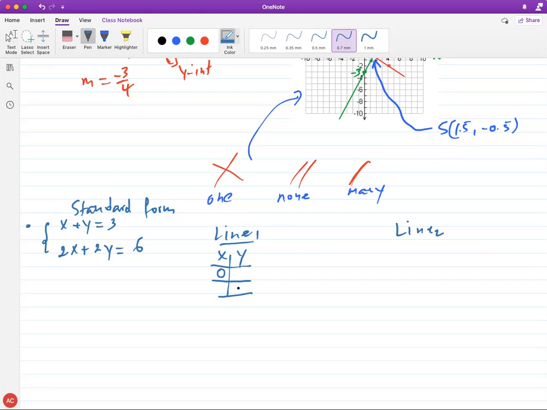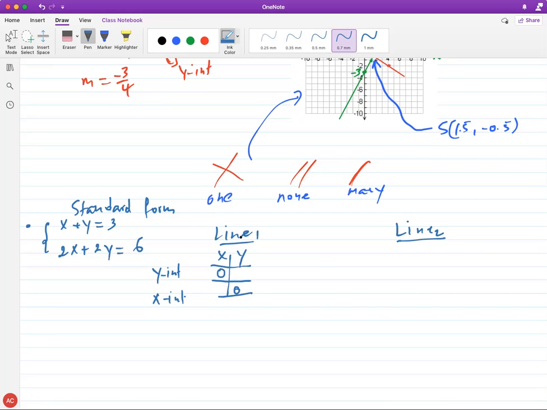So we're going to put a 0 here and a 0. This pair here is called the y-intercept. The y-intercept is basically when the x is 0. So this point is called the y-intercept because x is 0. The other one is called the x-intercept because the y is 0. Now we just need to complete this table, find these two values, and we should be able to graph line 1. After that, we're going to repeat the same thing for line 2.